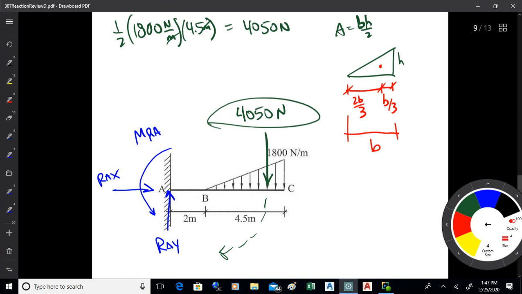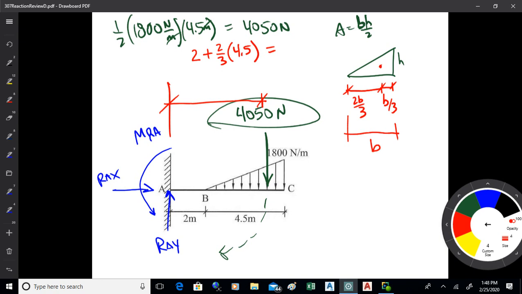Now how far would that be from A? So what we're going to do to get this distance, we're going from A to B. And again, I like drawing my pictures because it just helps you. I'm going to go 2, and then I've got to add in where I am on that triangle. Where I'm at with that triangle is I'm 2/3 of 4.5 over. So that's going to get me 2 plus 3, that'll be 5, okay? So that's 5 meters. So I'm kind of simplifying my diagram here.